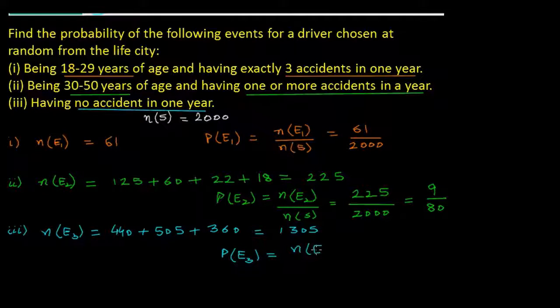Using this, we can find the probability for this particular event as well, which is equal to the ratio of n of E3 over n of S, which is equal to 1305 over 2000, which is simplified to 261 over 400.